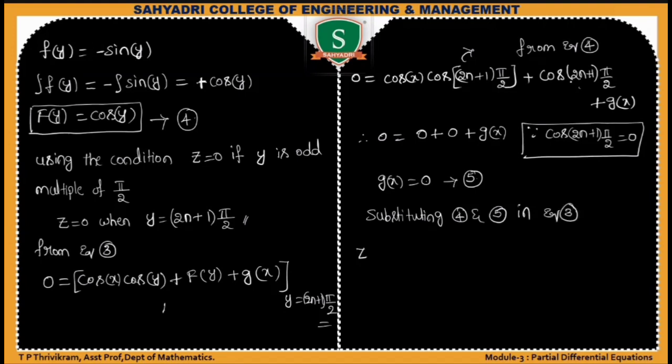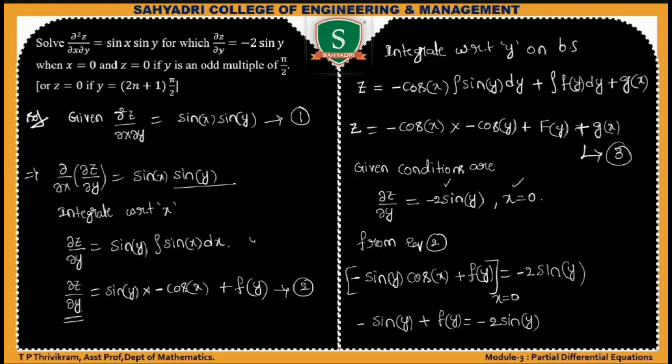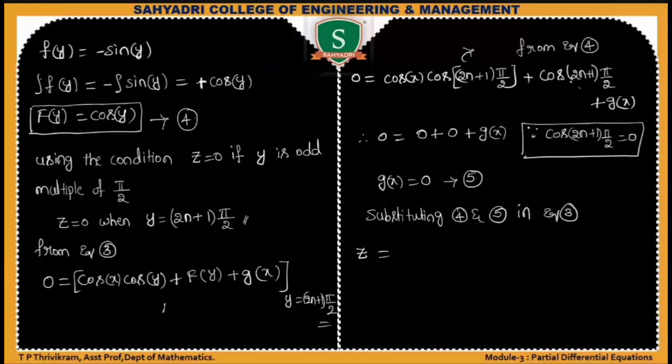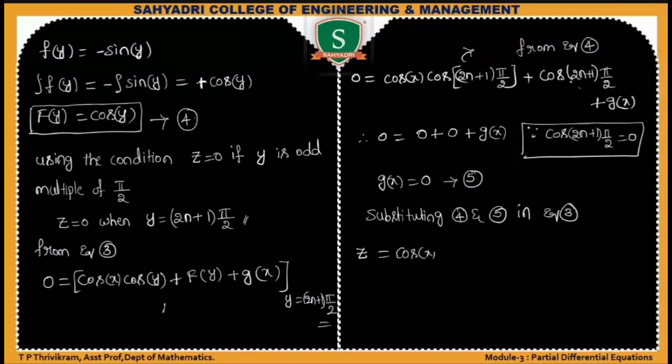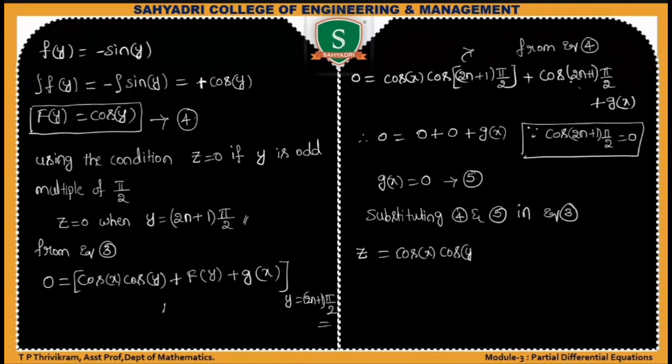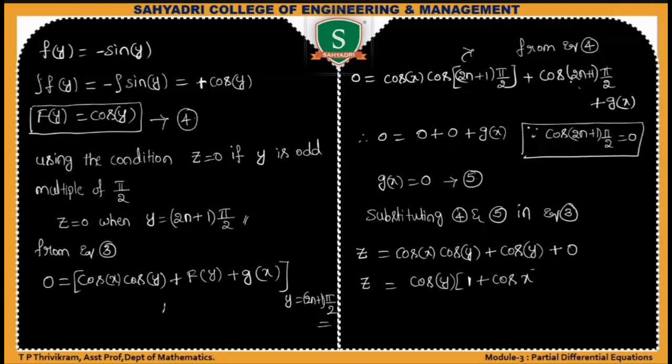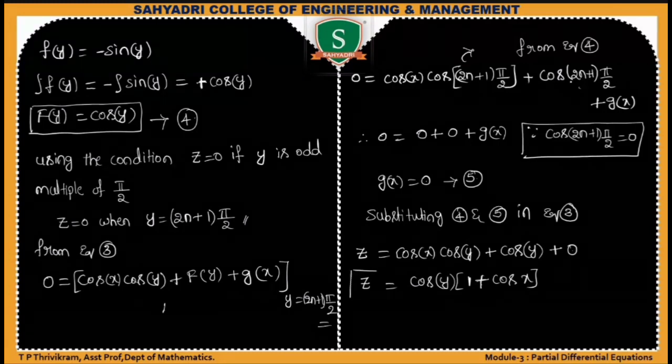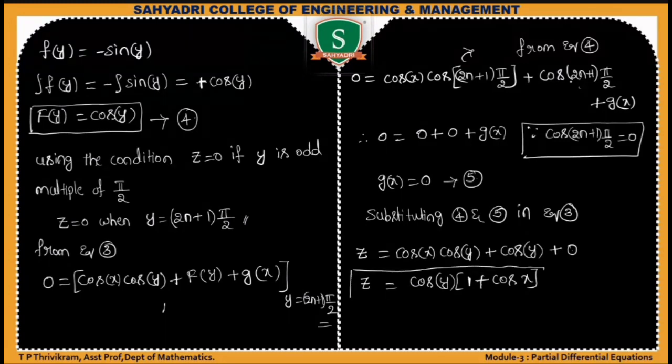What happens? Z is equal to, substitute arbitrary function values. Z is equal to cos x into cos y plus cos y plus 0. So z is equal to, you can take cos y common, 1 plus cos x or cos x plus 1 is the solution. So with the given conditions we have found the solution for given partial differential equation.